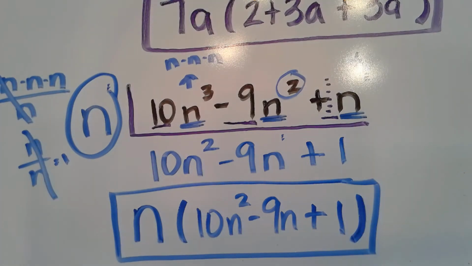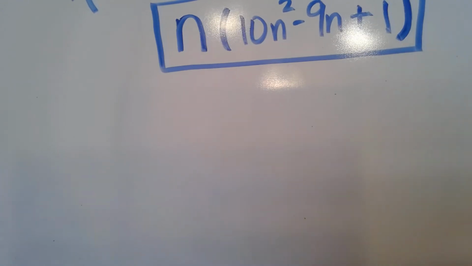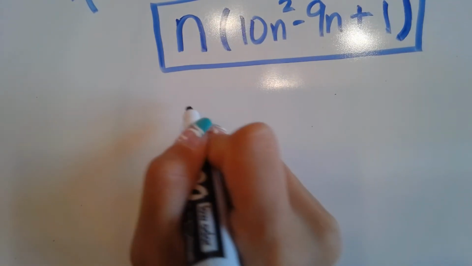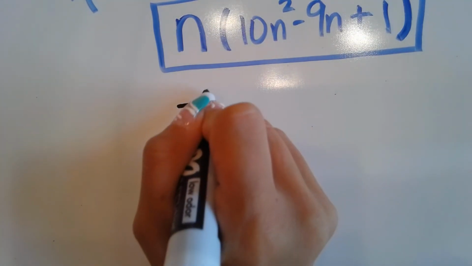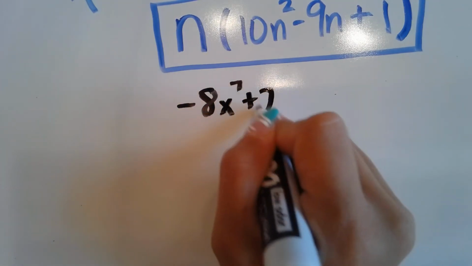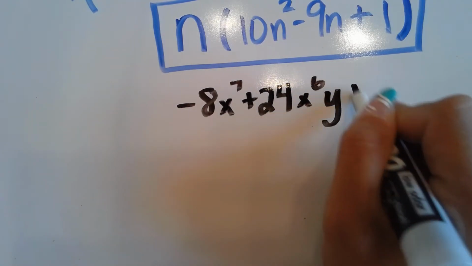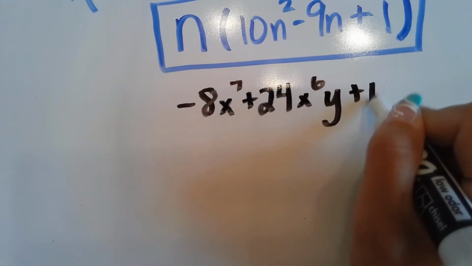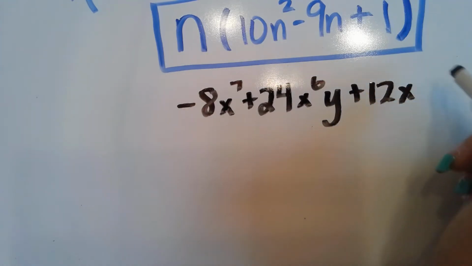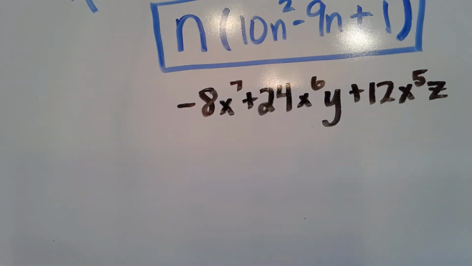Let's go ahead and look at one last example. I'm going to scoot my camera down. So we're going to have negative 8x to the 7th plus 24x to the 6th y plus 12x to the 5th z. Okay, let's go with this one.